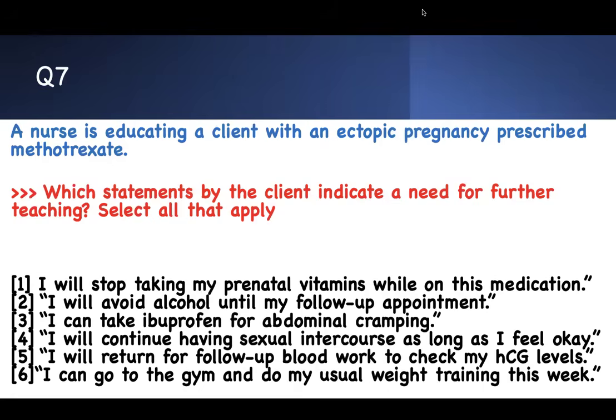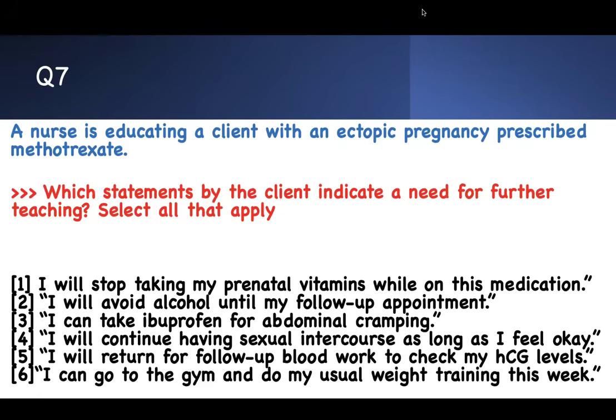Which statement by the client indicates a need for further teaching? Select all that apply. And then she's educating a client with ectopic pregnancy related to what? Methotrexate. What do you think? Methotrexate is used as what? Therapeutic management of what? Non-painful ectopic pregnancy. But there are certain conditions, teaching you have to provide to the patient. It's an immunomodulator. What do you think?